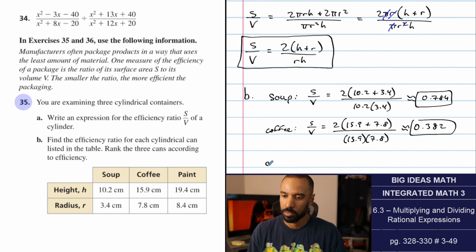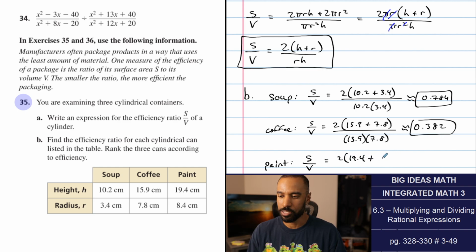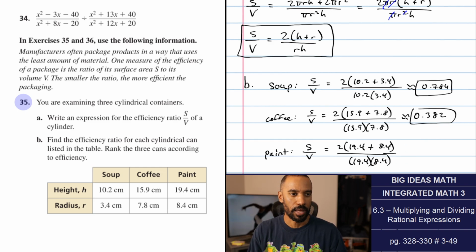And then paint. Paint be all like 19.4, and these are all in centimeters, but that doesn't really matter. 19.4 plus 8.4 over 19.4 times 8.4. Okay, let me do that last one. Give me a moment.